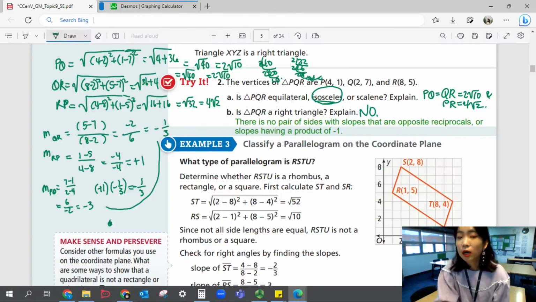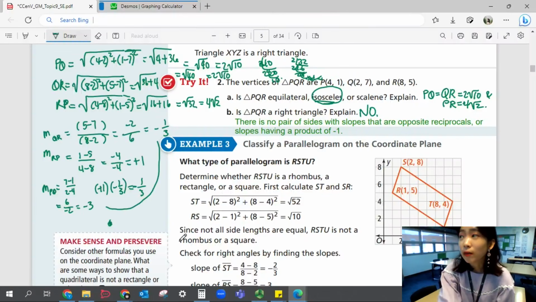That was the answer for try number 2A and B. Please check your answers and see if you got it correctly, or see if you were on the right path. Let's look at example 3.